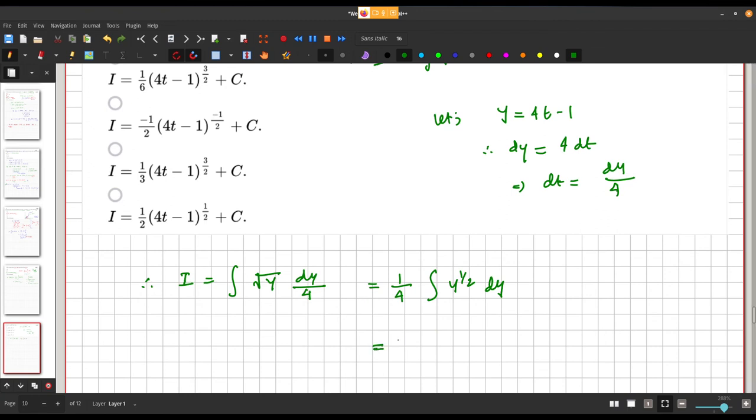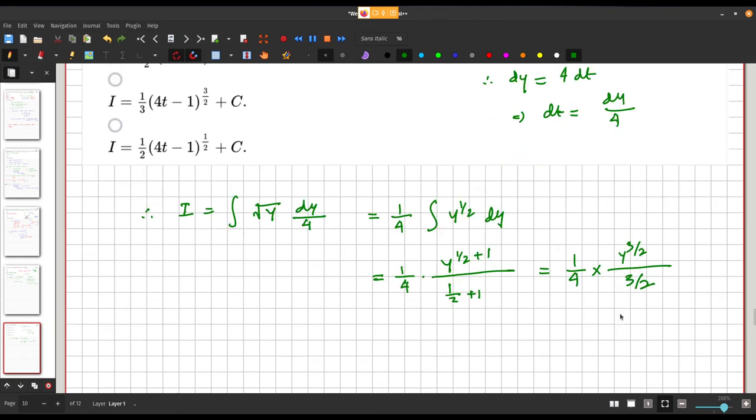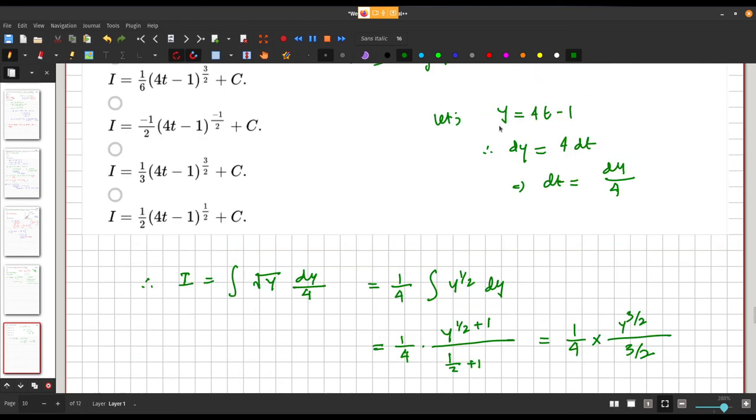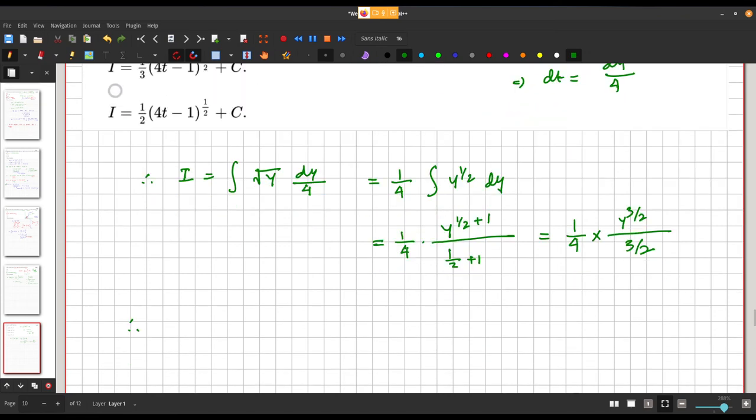And this integration we can easily do. This is just a simple polynomial. So this will be y to the power half plus 1 divided by half plus 1 times this 1 by 4 factor, which was here also. So this will be 1 by 4 times y to the power 3 over 2 divided by 3 over 2. And here we can substitute the value of y, which is 4t minus 1. Okay, so I forgot the integration constant here, so there will be a plus c.